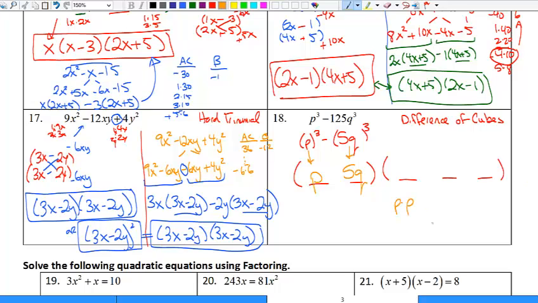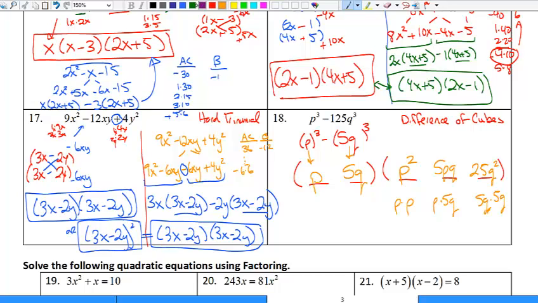So if you think of them as 3 products, the first one is p times itself. The last one is 5q times itself, 5q. Those are q's. And the one in the middle is a p times 5q. So p times p, that's p squared. 5q times p is 5pq, or qp, it doesn't really matter that much. And the last one's 25q squared.